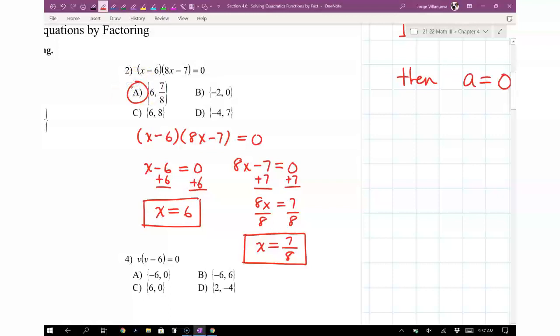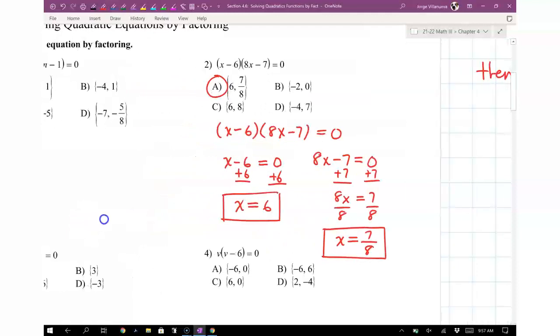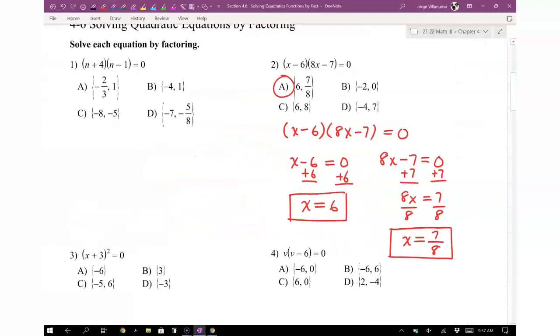If you have two things that are multiplied together and it equals 0, then you just set them each equal to 0 and solve. Notice, for question 1, you would put n plus 4 equal to 0 and n minus 1 equal to 0. For question number 4, you would let v, just v, because it's v times v minus 6, so v would equal 0 and v minus 6 would equal 0.